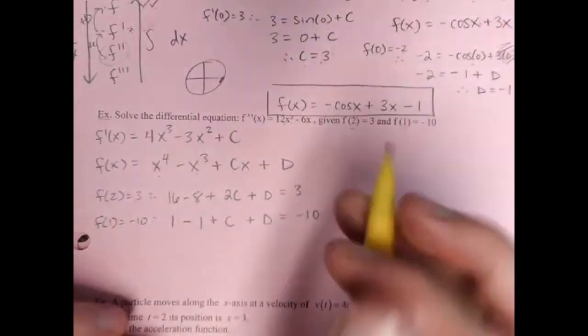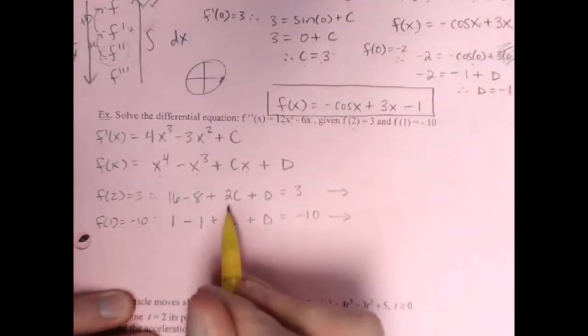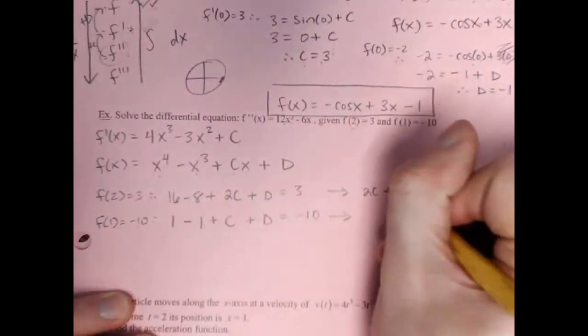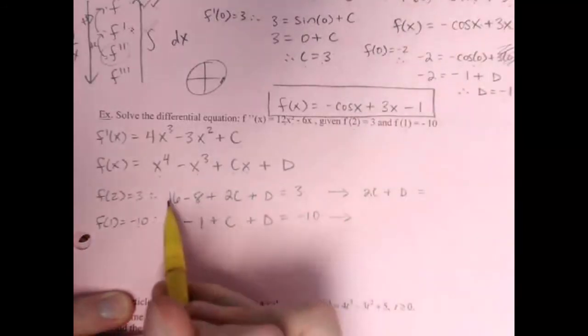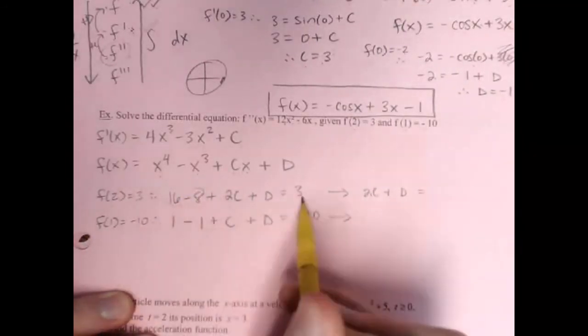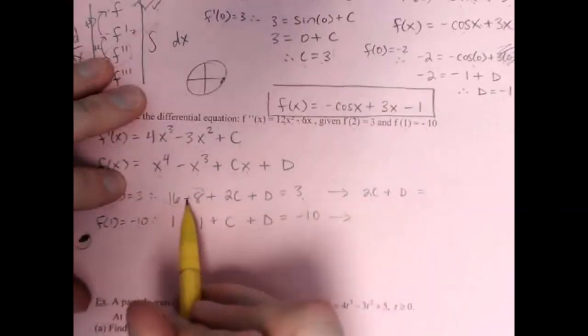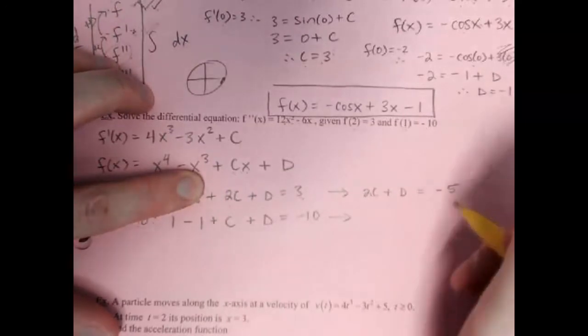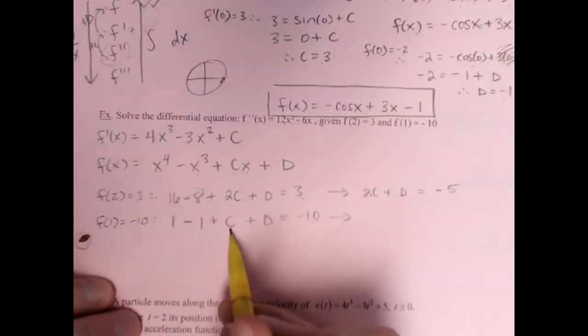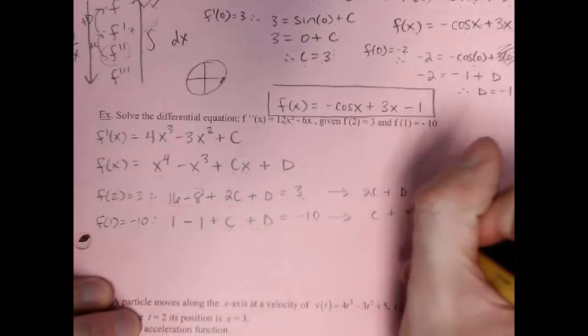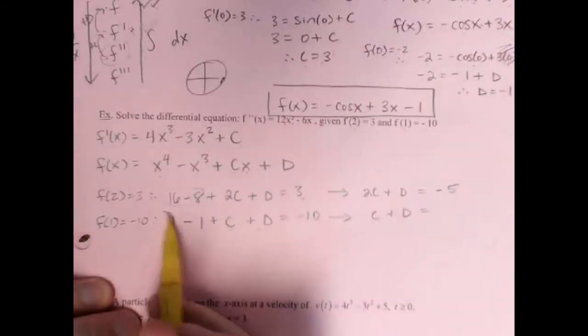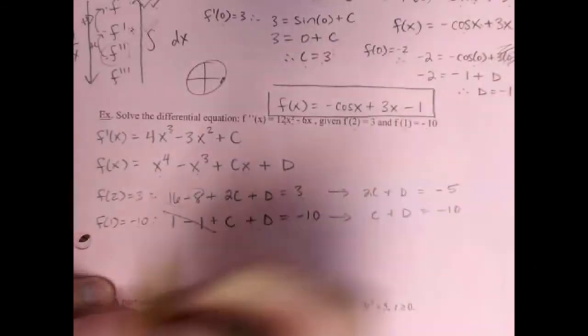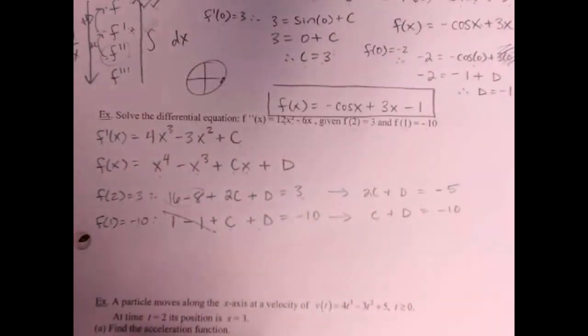Okay, let's try to simplify it. Here I'm going to have 2c plus d. Let's see, that's 8. Then I'm going to move that 8 over. So I had 3. So I'm going to subtract the 8 to move it over. 3 minus 8 would be negative 5. And then over here I have c plus d. Then the 1s are going to cancel. How lovely. Okay, so I've got 2c plus d equals negative 5. c plus d equals negative 10.